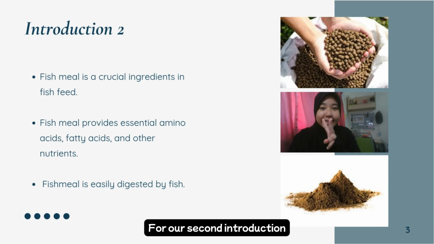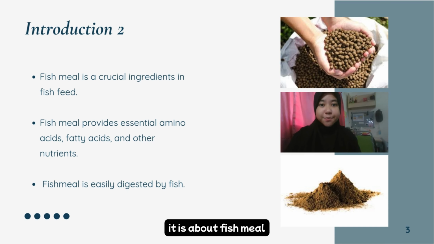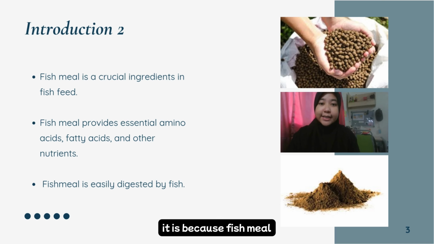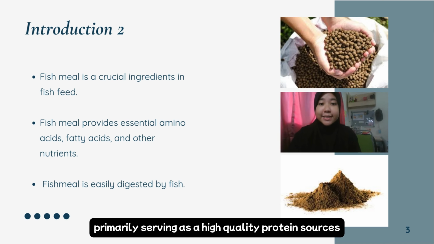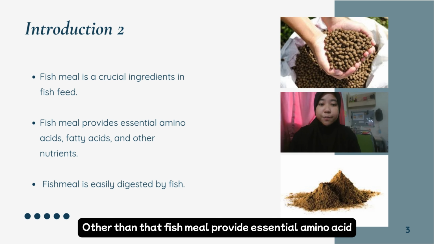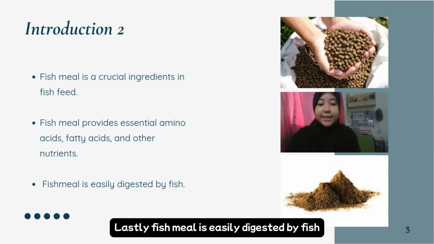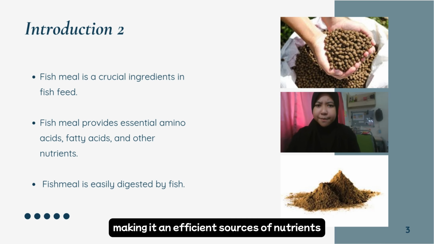For our second introduction, it is about fish meal. Fish meal is a crucial ingredient in fish feed. It is because fish meal primarily serves as a high quality protein source. Other than that, fish meal provides essential amino acids, fatty acids, and other nutrients which are vital for fish health and immunity. Lastly, fish meal is easily digested by fish, making it an efficient source of nutrients.